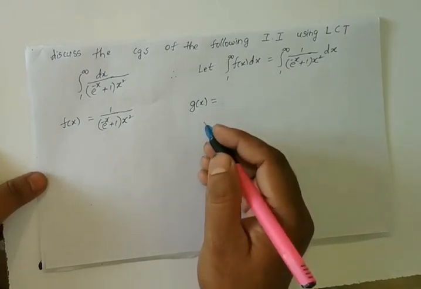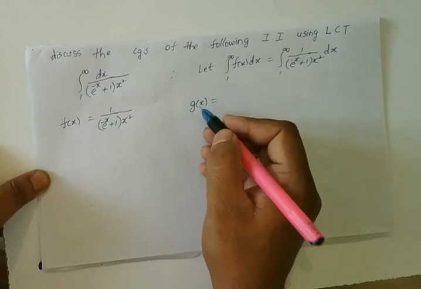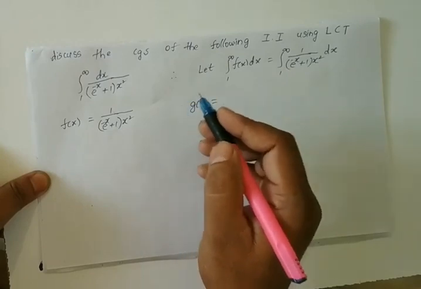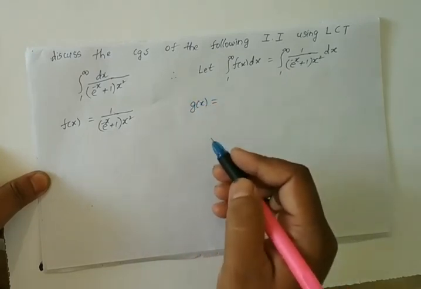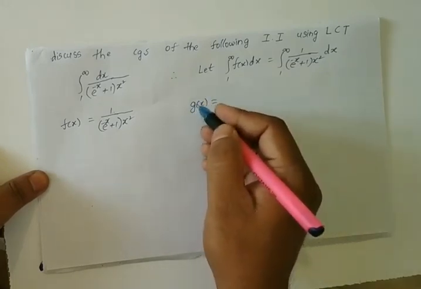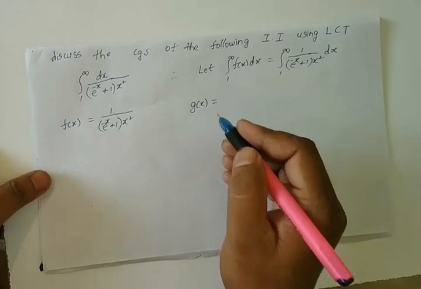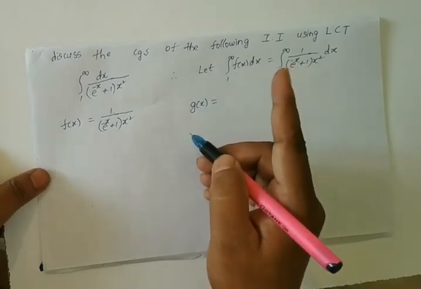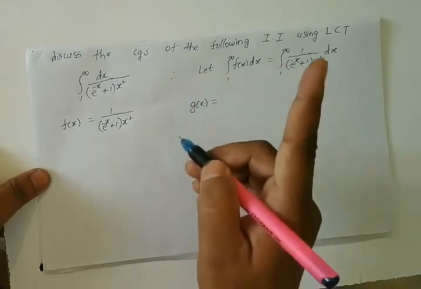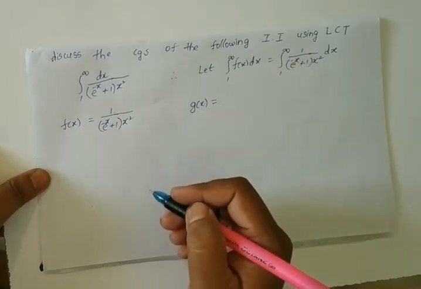Listen very carefully, students. Here we have to choose another function g of x such that the limit as x tends to infinity of f of x by g of x must be a finite number. We can take any function g of x, but the limit as x tends to infinity of f of x by g of x must be a finite number.